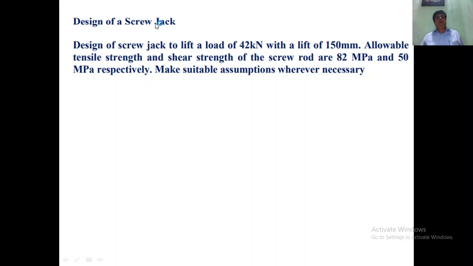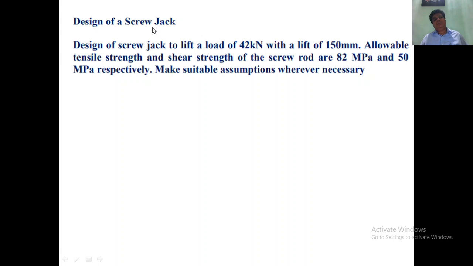The screw jack is a self-locking device, a power screw, and you have to design it to lift a load of 42 kilonewton, and the height it has to move is 150 mm. The allowable strength or stresses in the screw rod are given here. The allowable tensile strength is 82 megapascal, and the allowable shear strength is 50 megapascal. You have to make suitable assumptions and design the whole screw jack.